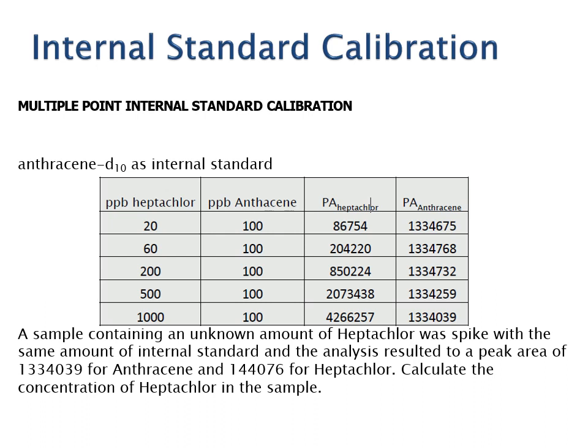A sample containing an unknown amount of heptachlor was spiked. So, spiking yung tinatawag dun sa pagdagdag ng known concentration para makapasok siya dun sa detection limit na instrument. With the same amount of internal standard, and the analysis resulted to a peak area of 1334039 for anthracene and 144076 for heptachlor. Calculate the concentration of heptachlor in the sample. So, anthracene D10 is the internal standard.